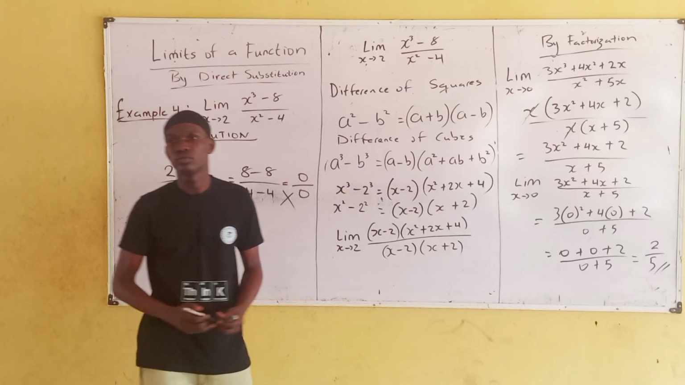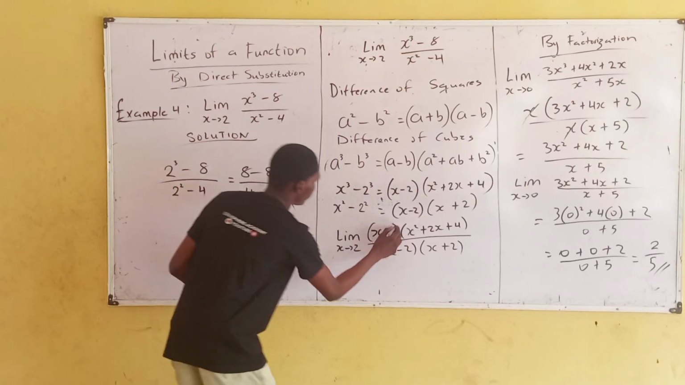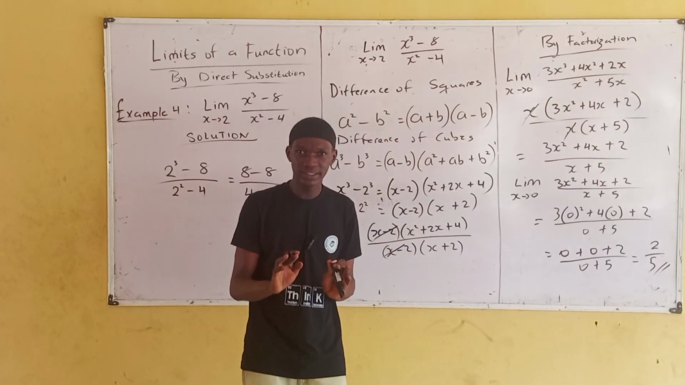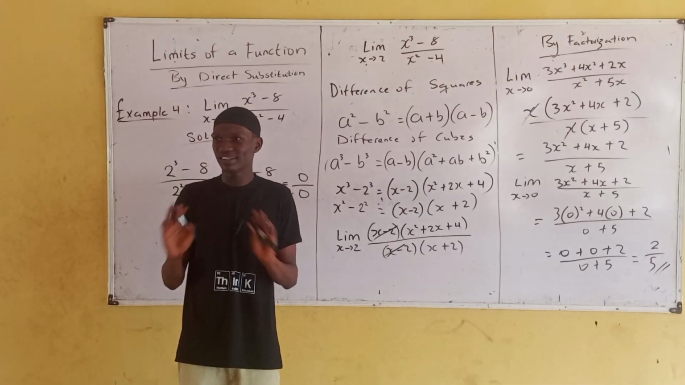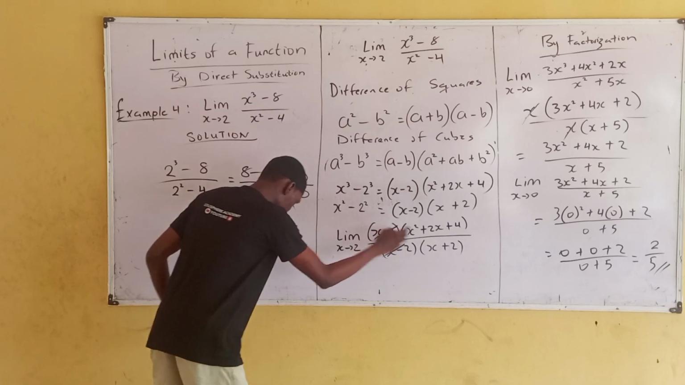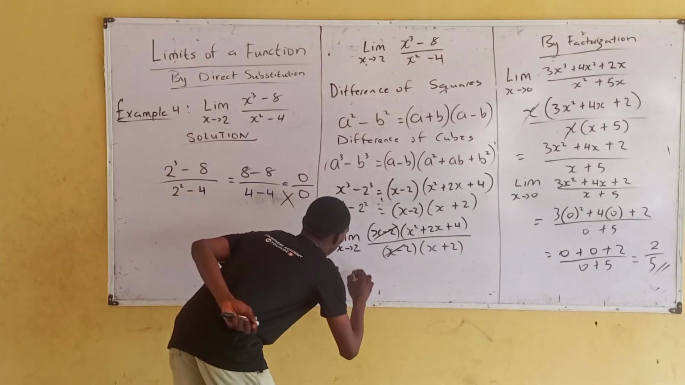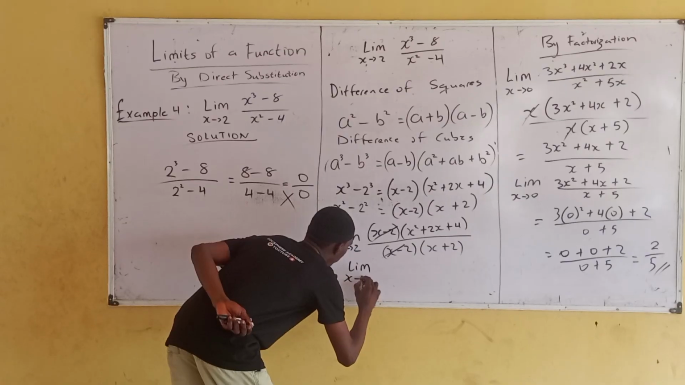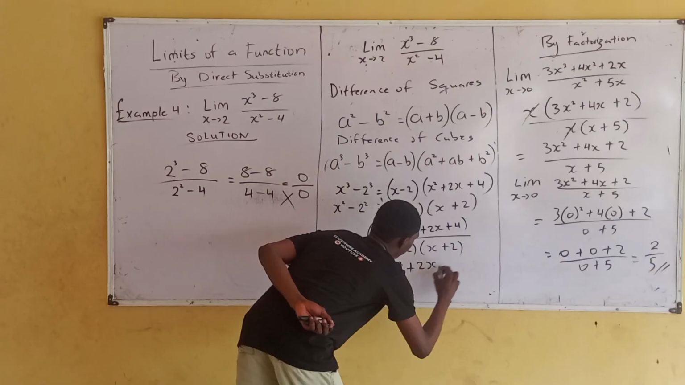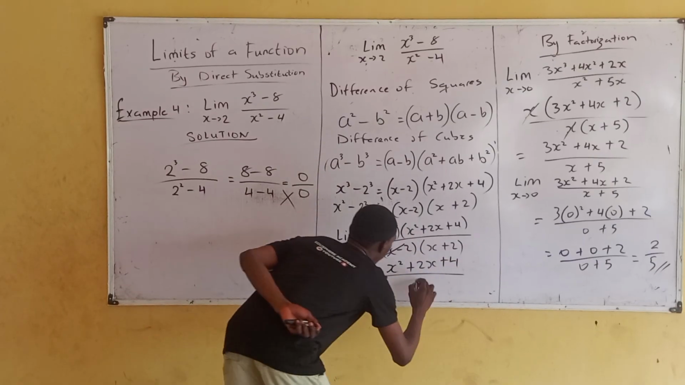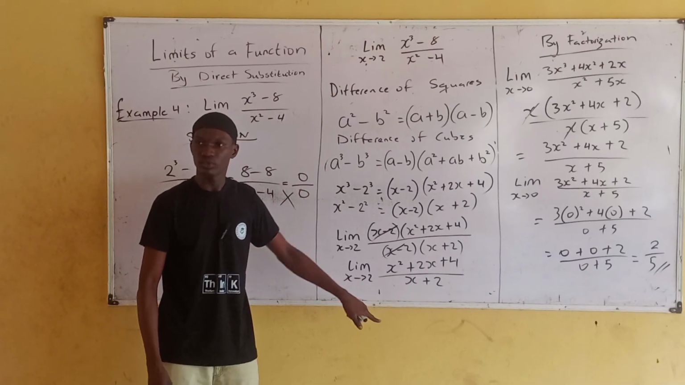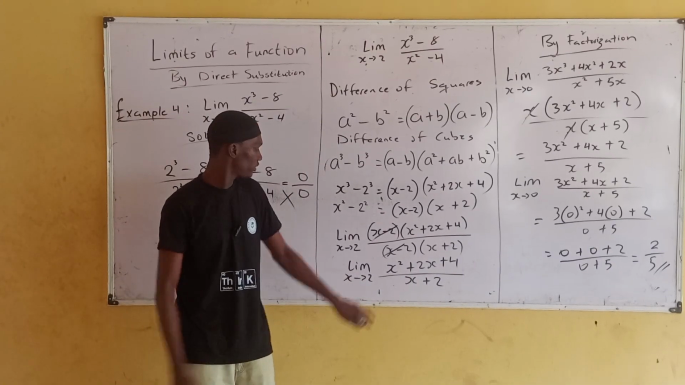So what do you notice now? x minus 2 can cancel x minus 2. Can you see, mathematics is step by step? When you understand the step, you'll be able to solve it. So we have the limit as x tends to 2 of (x squared plus 2x plus 4) over (x plus 2). Now we can substitute x equals 2.